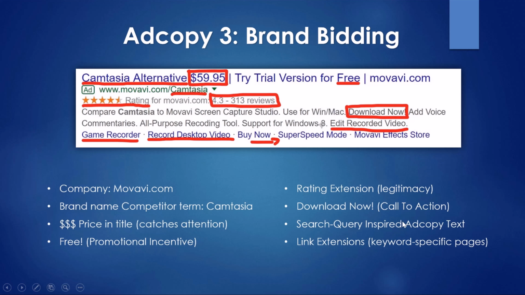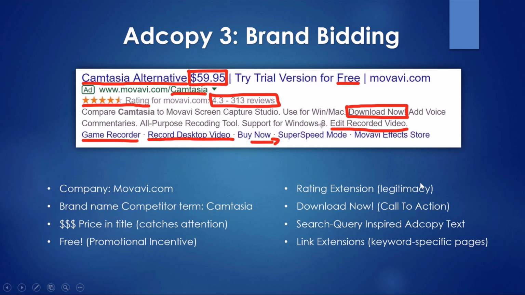And this ad is very, very search query inspired. So you can see that people probably really searched for things such as add voice commentaries, all-purpose recording tool, and then edit recorded video. These are very generic things that people would actually type into Google. And the link extensions are also inspired by search queries. So game recorder, someone was looking for a game recorder, record desktop video. So this is a very, very good ad example.